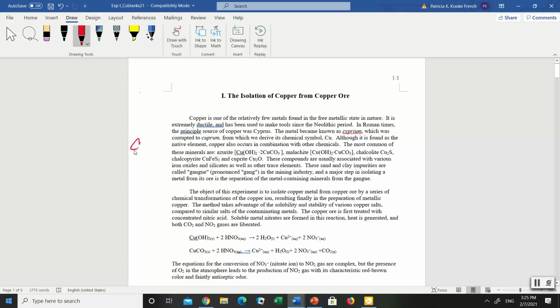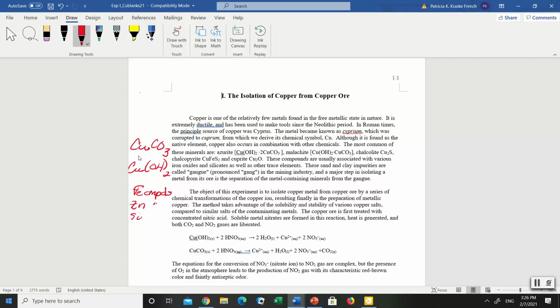So to begin with, we are going to be given a copper ore, and the copper ore contains compounds like copper 2 carbonate or copper 2 hydroxide, but it also contains a variety of iron compounds and zinc compounds and silicon compounds like sand, things that we don't want to end up with in our purified copper.